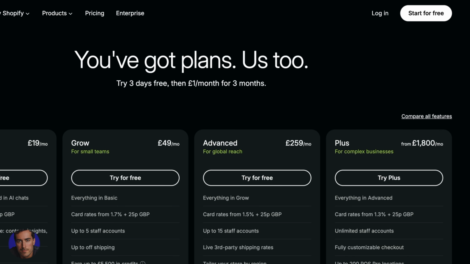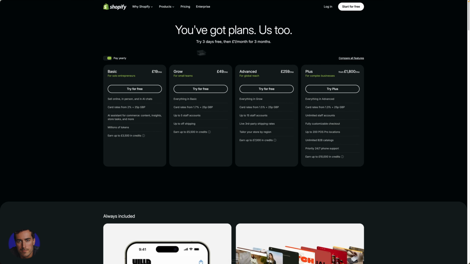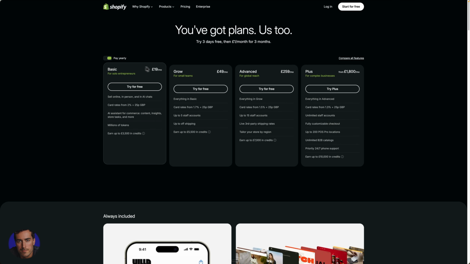So going through the pricing plans, let's take a look left to right. We have Basic right here, that is currently at £19 per month. These prices are showing up in pounds, as I am right here in Britain, but I'll try and translate them into dollars. That's roughly $25 per month. So you see with Basic, this is for solo entrepreneurs. You can get the free plan on this, the free trial even. You can sell online, in person, and in AI chats, and card rates.